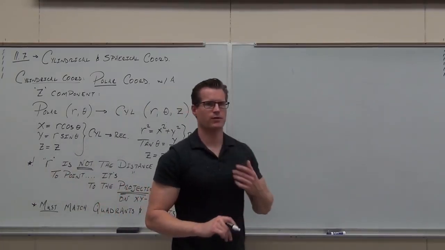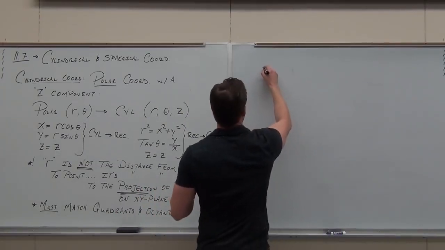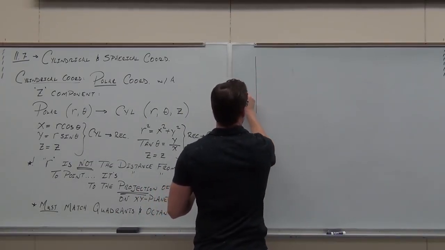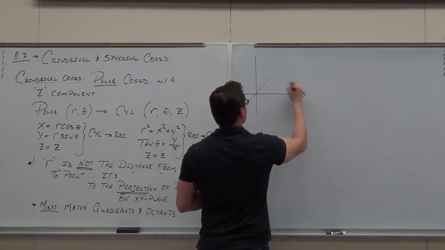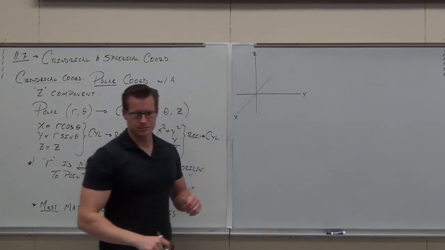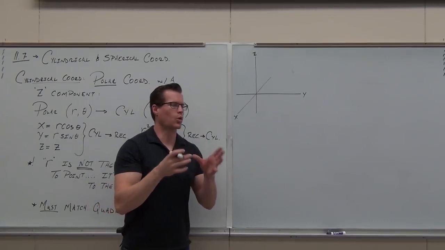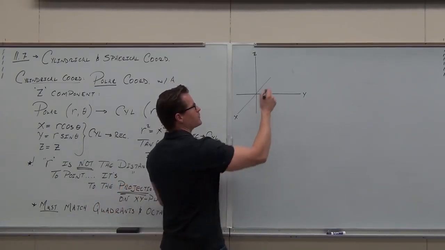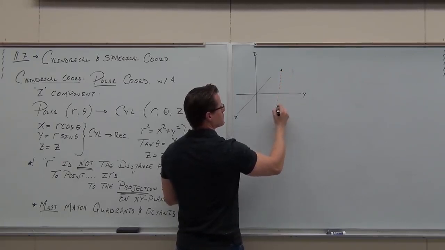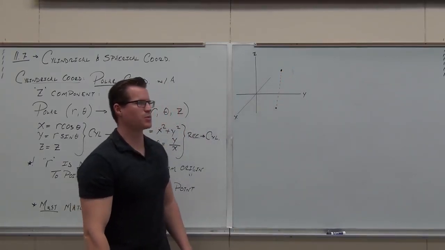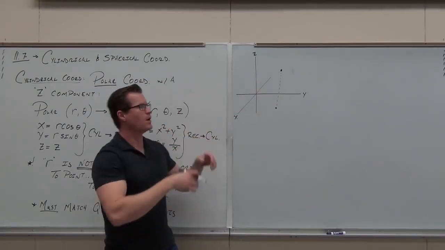I'd like to show you a picture of how cylindrical actually works, then we're going to start doing some examples. So here's how this stuff works. If we have this point floating out here somewhere in space, do you guys see where I'm trying to represent that point? It's like it's floating out here.